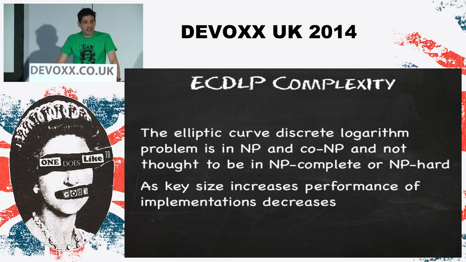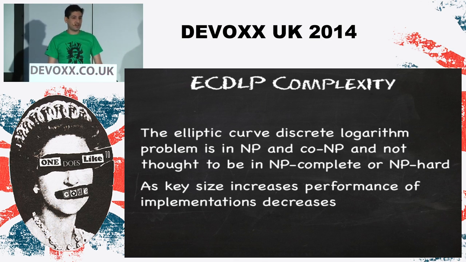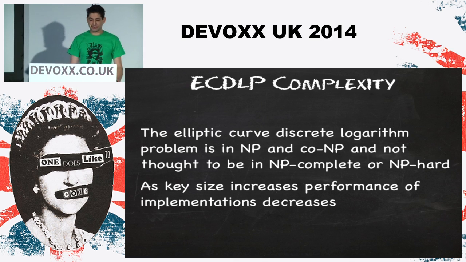Again, just like RSA, we think it's in NP and co-NP, and we think it might be not NP complete or NP hard, which means that, again, at some point soon, we're going to have a computer system fast enough to crack it, even if it's just by brute force.